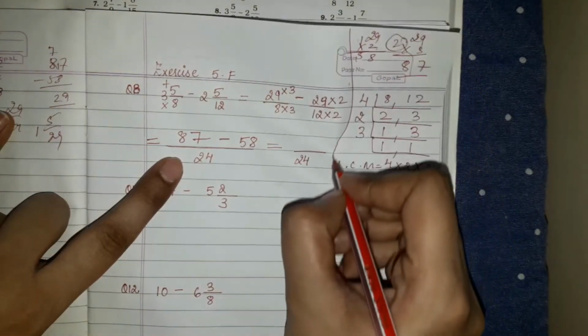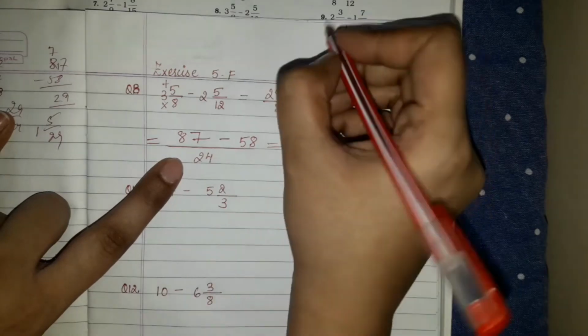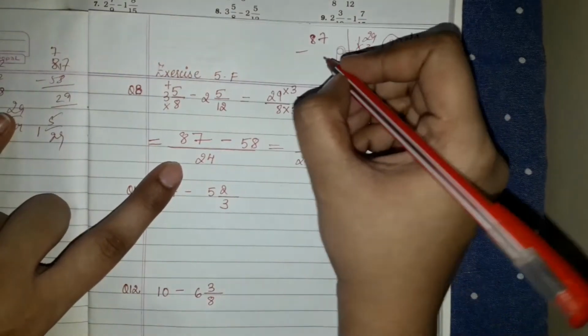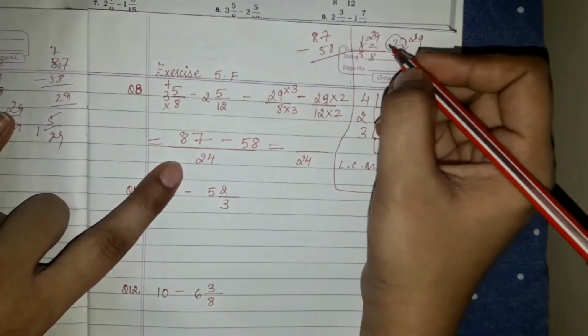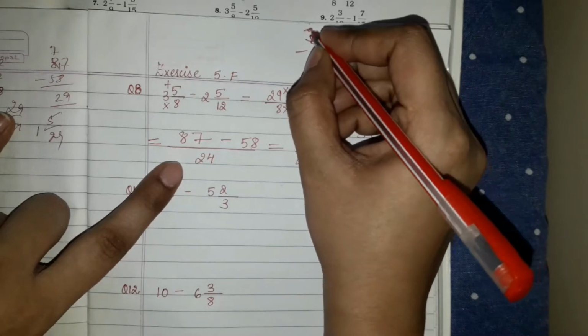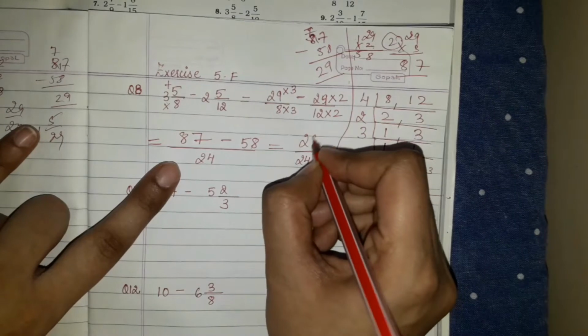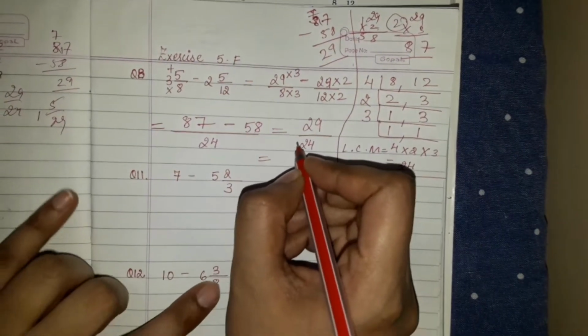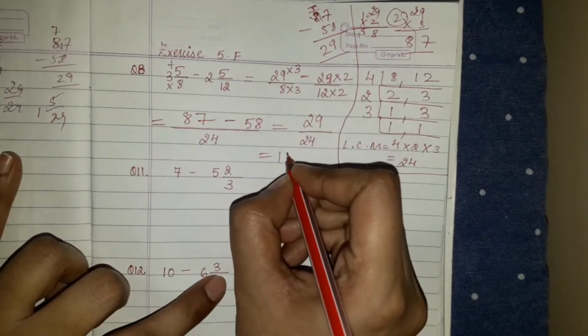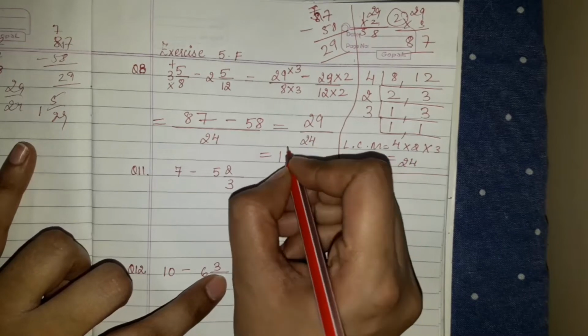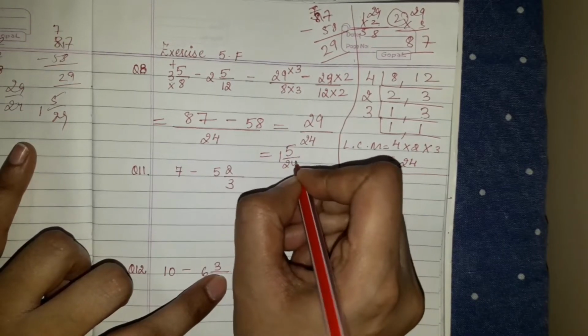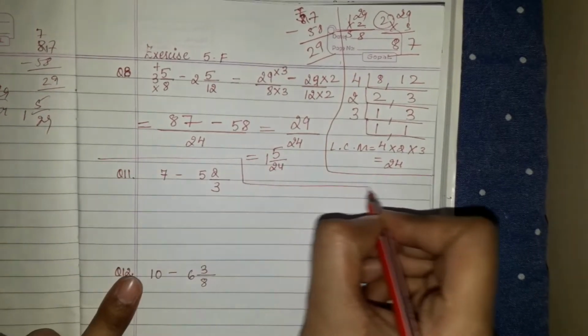Okay, let me subtract 87 minus 58. Okay, 29 is the answer. We'll change it into a mixed fraction and the answer will be 1 and 5 upon 24. So this is the answer of question number 8.